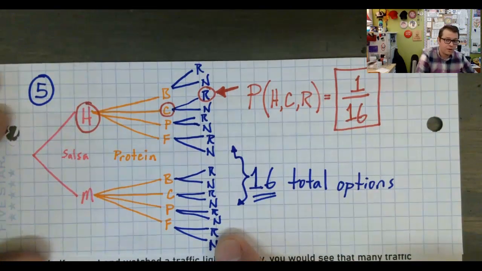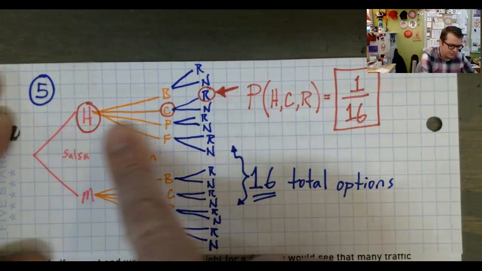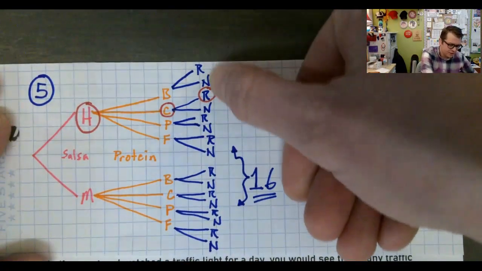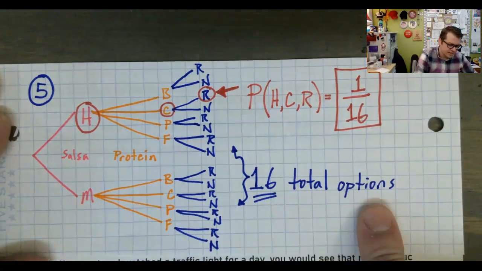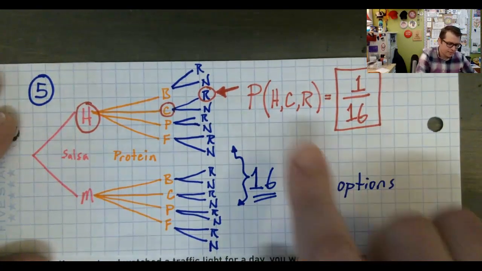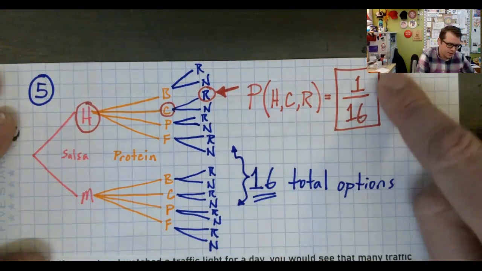Guys, we only make one choice at a time. But to make the entire burrito, I need to have made all 3 choices. So my total burritos are just the end of my tree diagram. So 16 total options. So the probability of getting hot with chicken and rice is 1 out of 16.